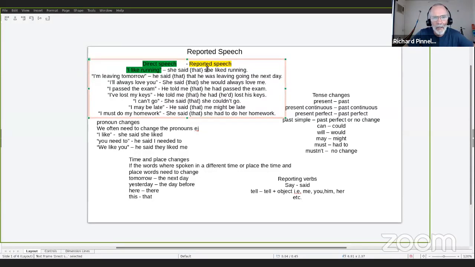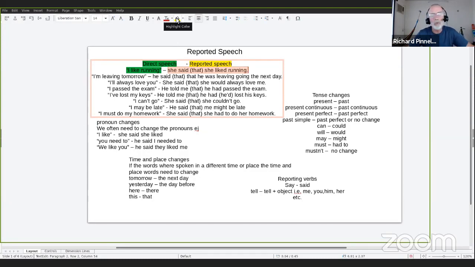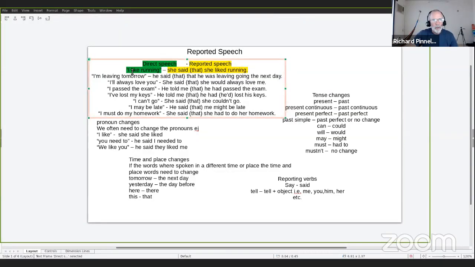And then on the other side, we have the reported speech. Reported speech is when you tell a third person what somebody else said. You need to report the words of another person. So when you do that, you need to make some changes. For example, if the exact words spoken by the person were, I like running, when we report that, we need to say, she said that she liked running. So you'll notice that there are some changes there.